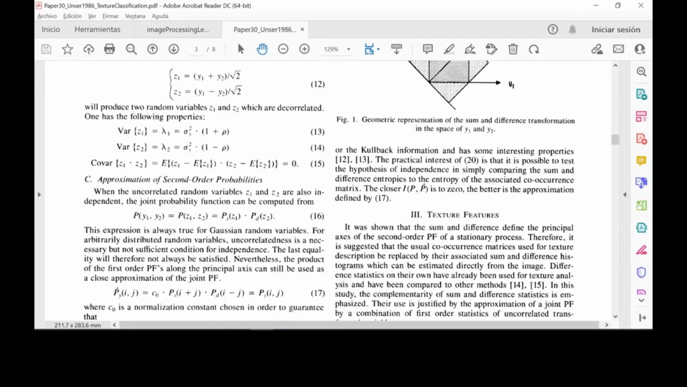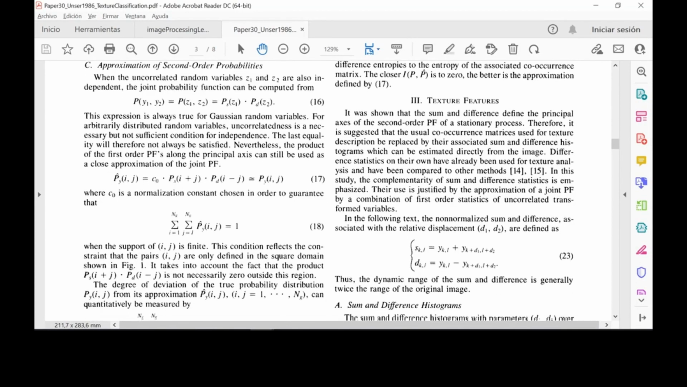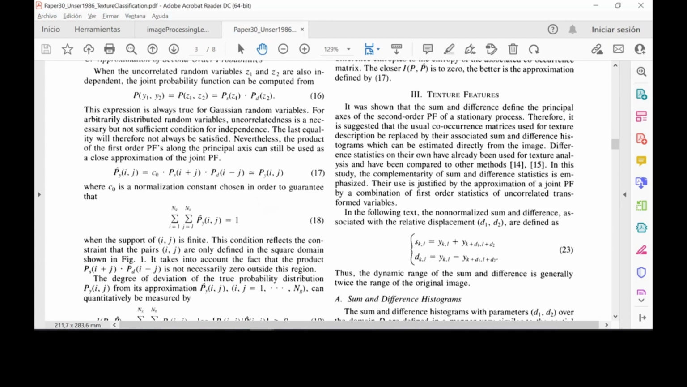So I have a way to approximate this joint probability distribution based on the probability distribution of the sums and the probability distribution of the differences. And here is the saving of space. So look at this. This is a two-dimensional probability distribution, but it can be decomposed as the product of two one-dimensional probability distributions. So let's look at this.